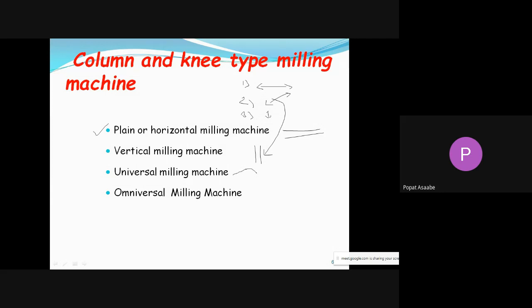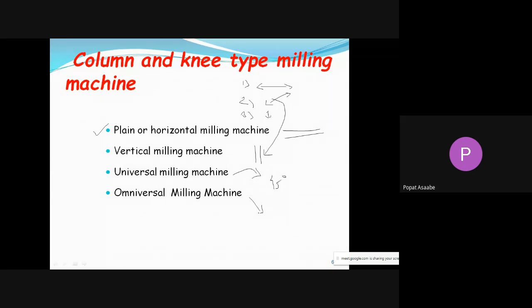In the universal milling machine we can achieve four types of movement of the table. The three common movements are longitudinal, crosswise, and up and down. And one additional movement we can achieve in the universal milling machine: the table can swing at 45 degrees, which means angular movement also.